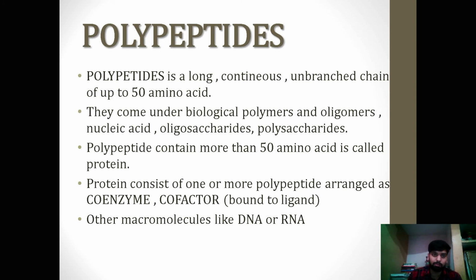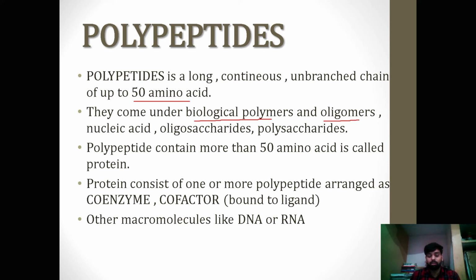Now we will talk about the polypeptides. So polypeptides are long, continuous, unbranched chains of amino acids that are more than 15 or 50 amino acids. These come under the biological polymers. So these are the biological polymers, like nucleic acids, and these are oligosaccharides or polysaccharides, we can give them that name.